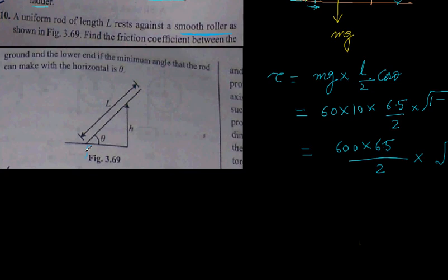between the ground and ladder. Find the friction coefficient between the ground and the ladder and the lower end of the minimum angle the rod can make with the horizontal, theta. Means for theta min we need to find out the friction, this friction. Okay, so that is the problem. Now we will start.